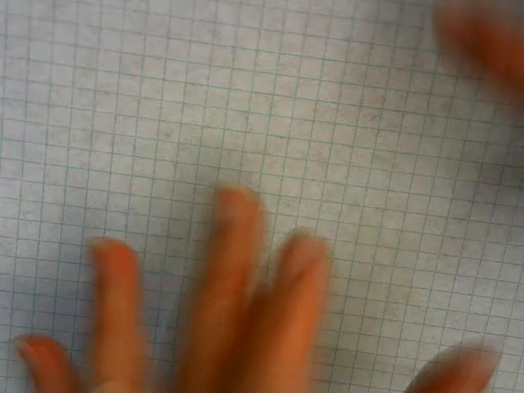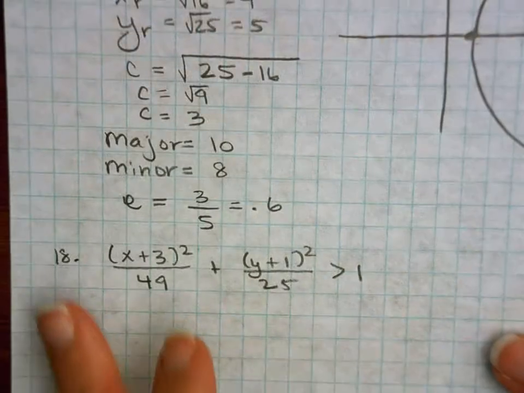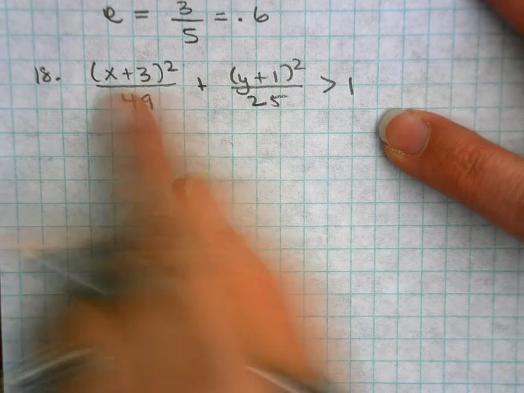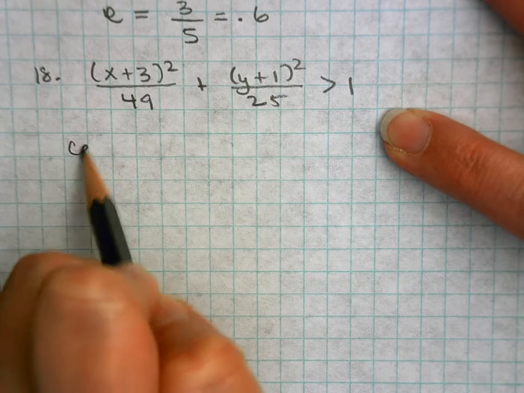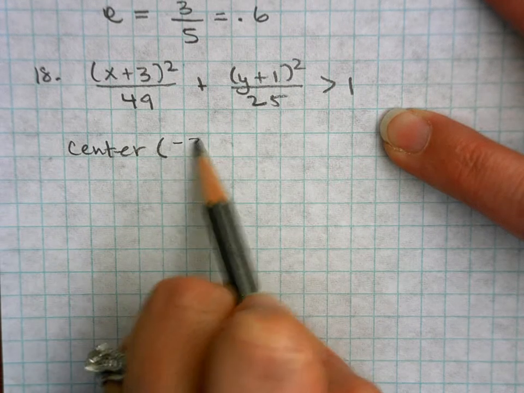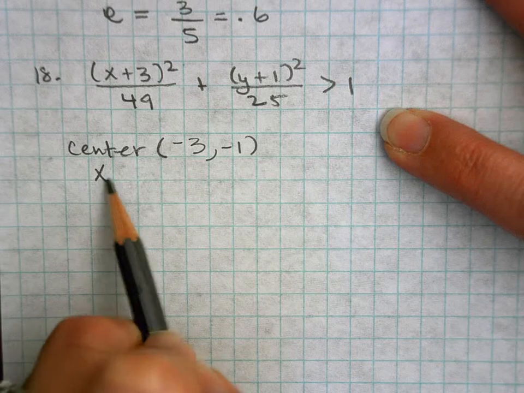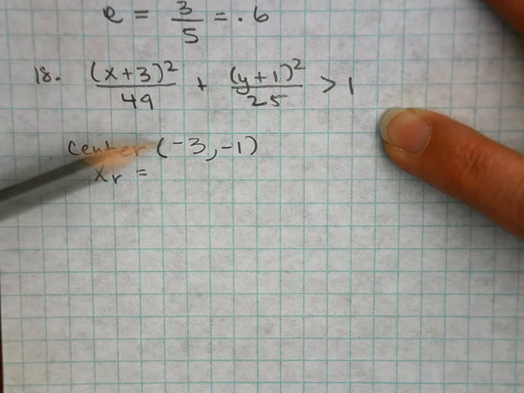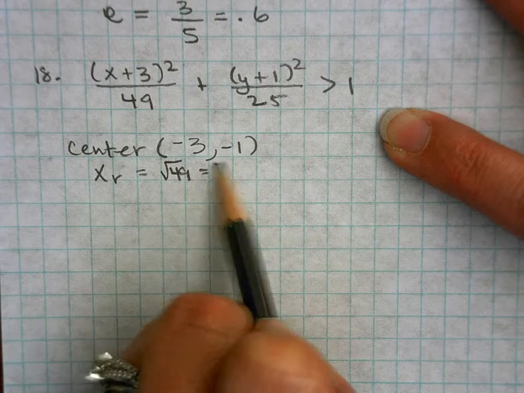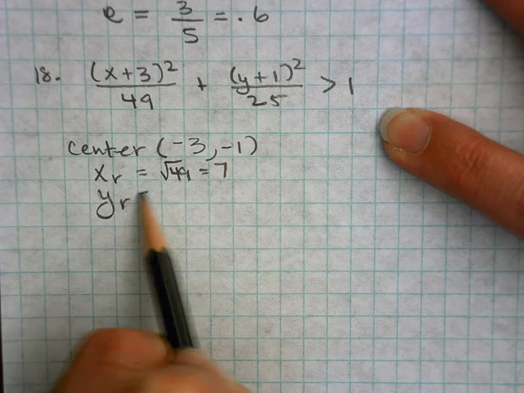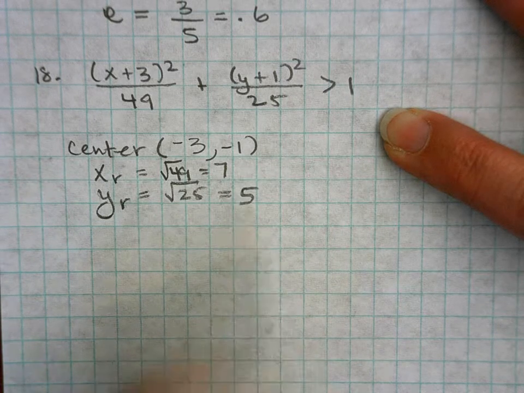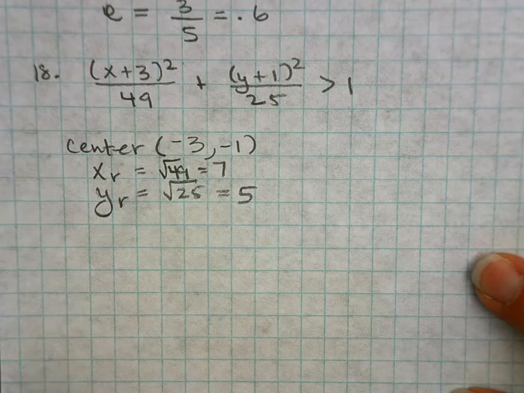Okay. So for number 18, my center is at alphabetical order, x before y, right? And then opposite on both. So that would be at (-3, -1). And then my x radius, I look under the x value, so that's 49. So it would be the square root of 49, which is 7. And then for my y radius, I look under the y variable, so that would be the square root of 25, which is 5.